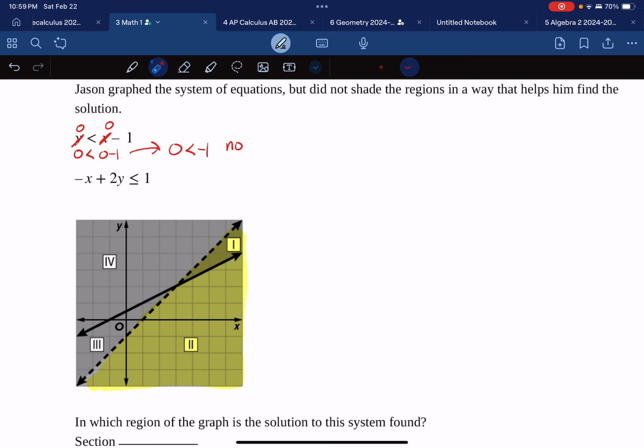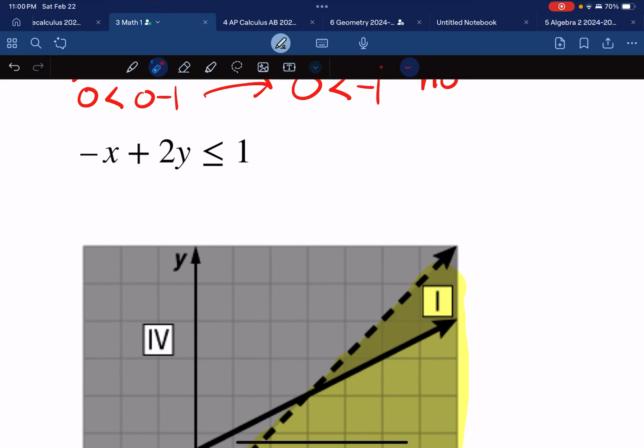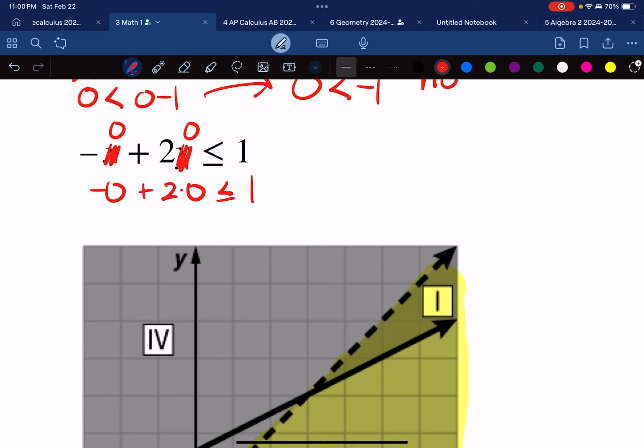So I have a 50-50 shot. It's between 1 and 2. Now I just need to test this solid line, which is this one right here. And I'm going to test 0, 0 because it's not on the line. So here we go. This x is now a 0. This y is now a 0. This now says negative 0 plus 2 times 0 is less than or equal to 1.